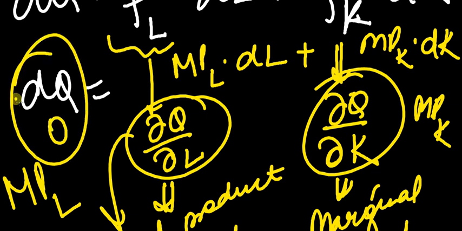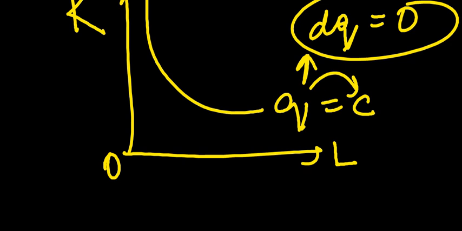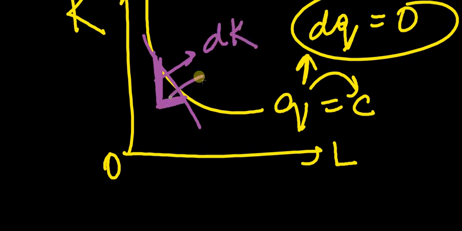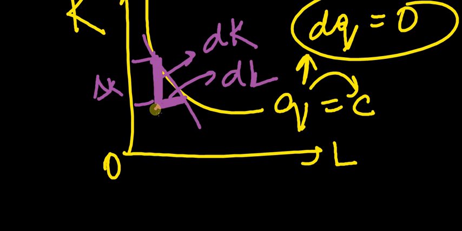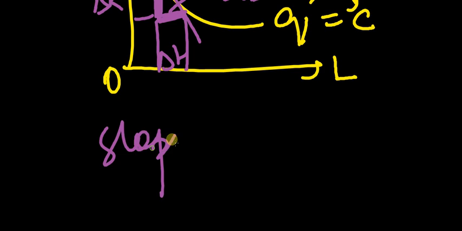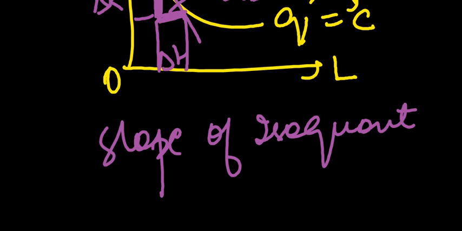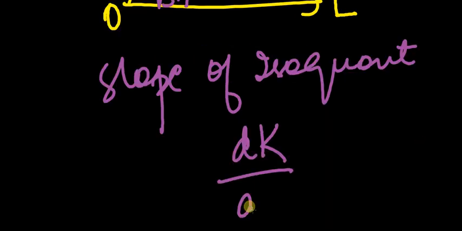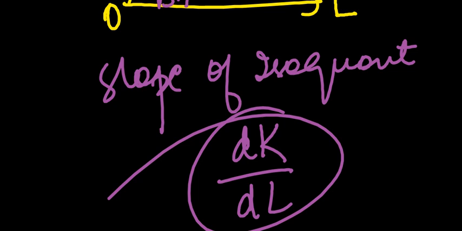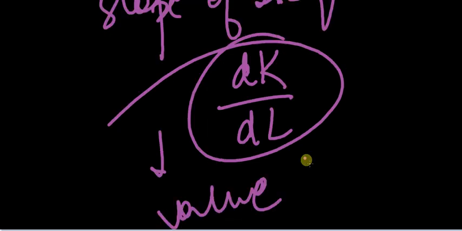Okay, and now I know that the slope at any point is perpendicular by base. What is perpendicular? How does capital change? And what is base? How does labor change? Right? So this is nothing but the change in capital, and this is nothing but the change in labor. So perpendicular by base, or the slope of the isoquant, is actually dK by dL. And now I have to find the value of dK by dL using this equation.